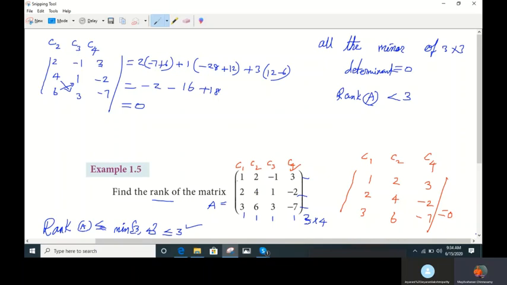Now you can take, not C1, C2, don't take that because C2 is a multiple of C1. Don't take C1, C2. Go with some other columns. You can take C2, C3, okay. 2, minus 1, 4, 1. Take the 2 cross 2 minor. If you take the minor 2, minus 1, 4, 1, it is a 2 cross 2 minor.